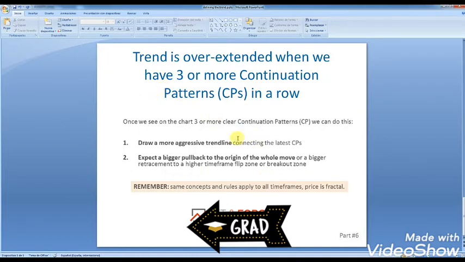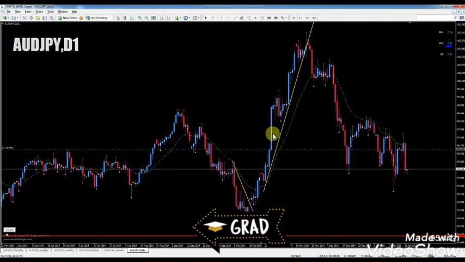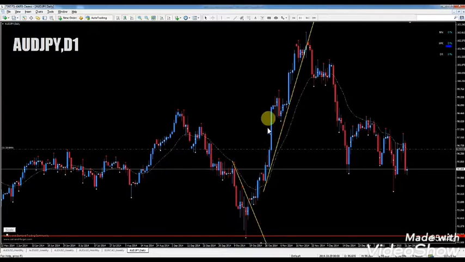These same concepts on this lesson and all the other lessons apply to all time frames because price is fractal. Remember what fractal is. On each candle, if we drill it down to lower time frames, we will have the same patterns and connections and rule set applied with the trend line and the imbalances. The same rules apply.